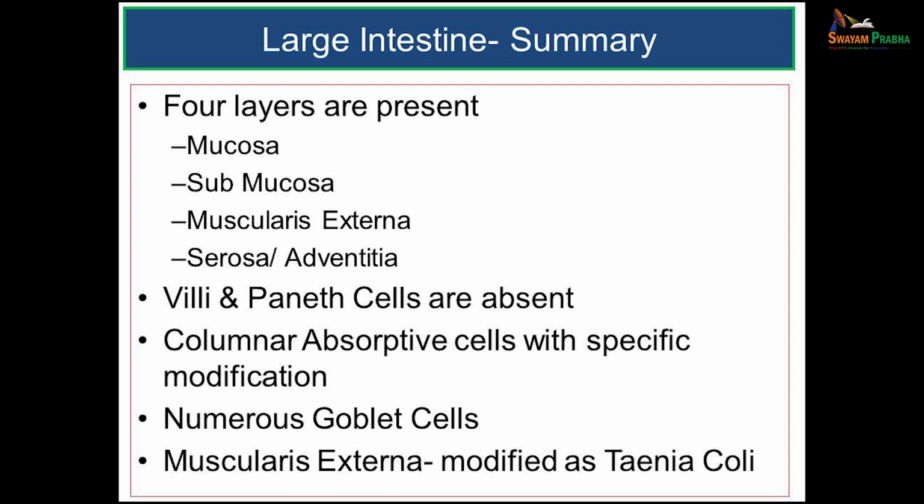The layer of muscularis externa is also modified as compared to the rest of the small intestine. The outer longitudinal layer is modified into 3 longitudinal thickened bands, in between of which is a thinner section. This is called tenia coli, and this is very specific to the large intestine. So with that, we come to the end of the session of large intestine.